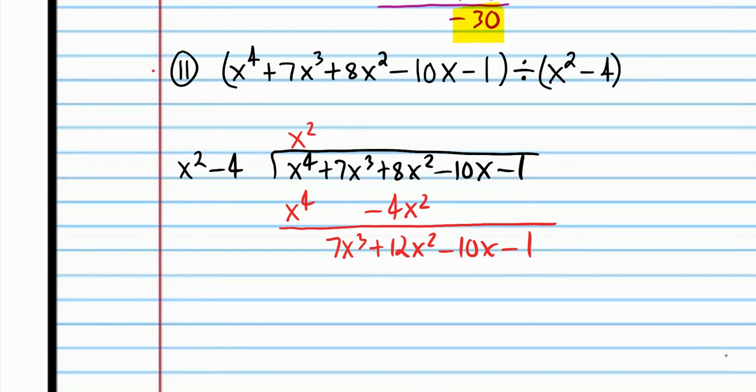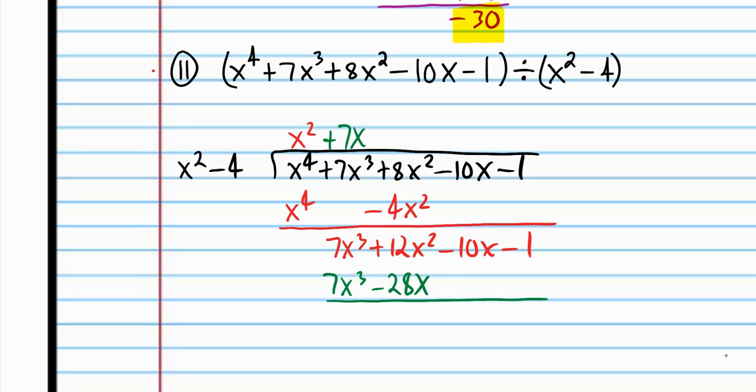So you see what happened there? That was unusual. We're not used to seeing that. So sometimes you have to be careful when you're doing these problems. In fact, you have to be careful every problem you do in this class. So now we're going on to step 1 of cycle 2. X squared times what is equal to 7x cubed? And the answer is 7x. Step 2, 7x times x squared minus 4 is 7x cubed minus 28x.